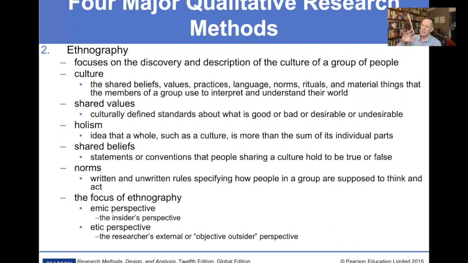Phenomenology is much smaller groups, one person. Ethnography focuses on cultures or groups of people. Culture means the shared beliefs, values, practices, language, and norms, the rituals and material things the members of the group use to interpret and understand their world. You can do ethnography in almost any setting where there are lots of people involved. Like, for instance, in this class, there's a certain culture, understanding, norms and rituals.